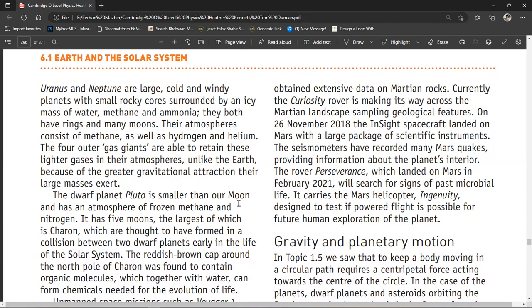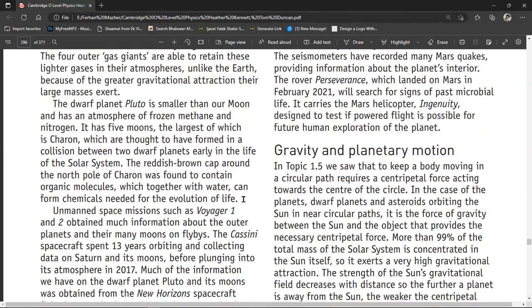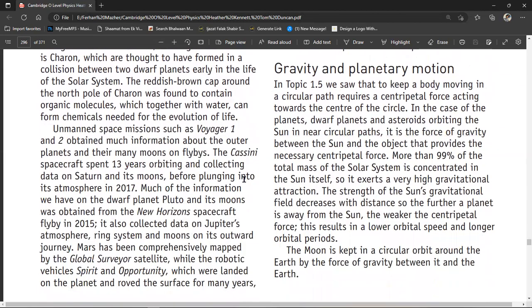The rover Perseverance, which landed on Mars in February 2021, will search for signs of past microbial life. It carries the Mars helicopter Ingenuity, designed to test if powered flight is possible for future human exploration of the planet. Gravity and planetary motion.